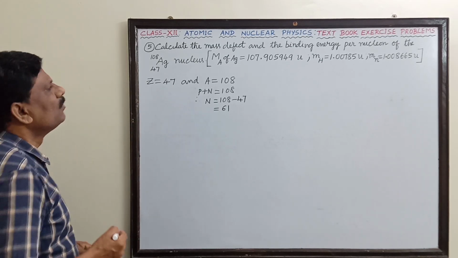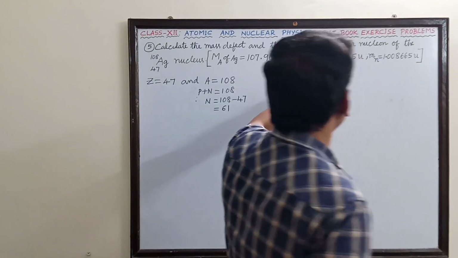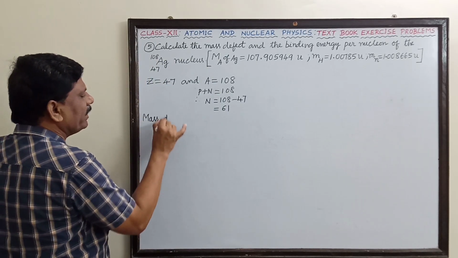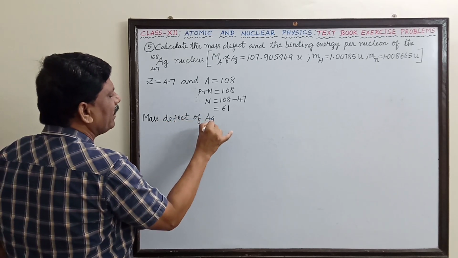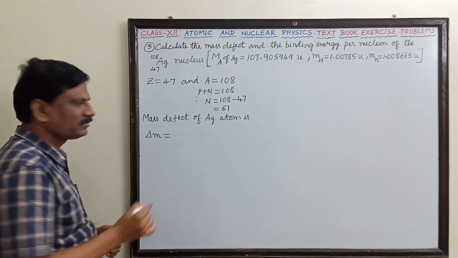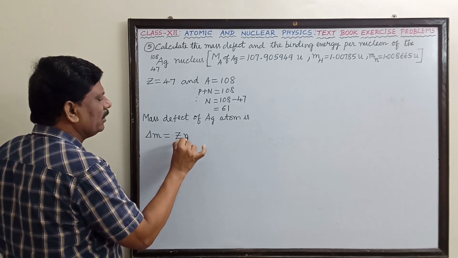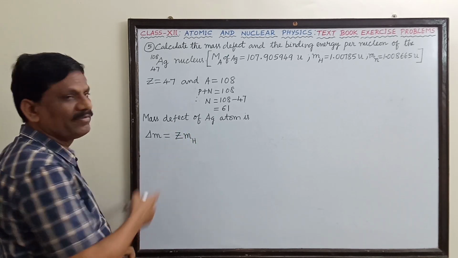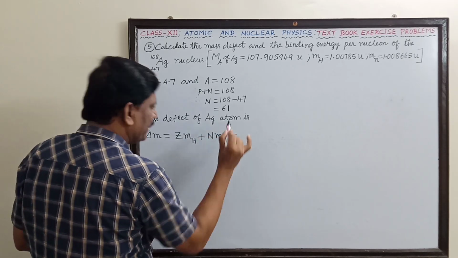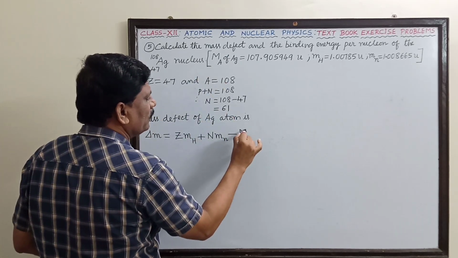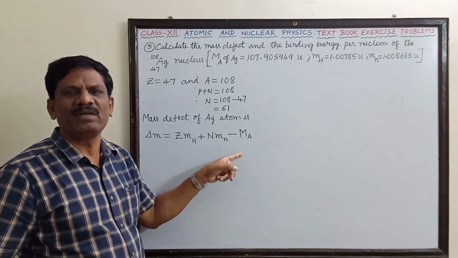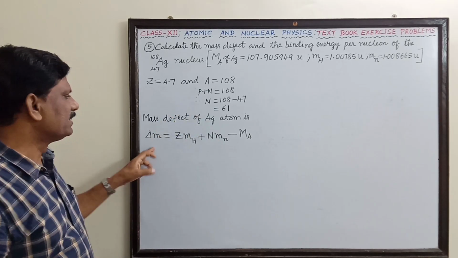Now, the mass of the hydrogen atom is 1.00785. Now, the mass defect of the entire atom I am going to find out. The mass defect of a silver atom is given by the formula delta M equal to Z, the atomic number, into the mass of the hydrogen atom, which I am going to express as M_H, plus N, the number of neutrons, into the mass of one neutron, minus the mass of the atom. This is the mass measured by the Bainbridge mass spectrometer, the actual mass measured, which will always be less than the constituent mass. So this is the mass defect of the entire atom.